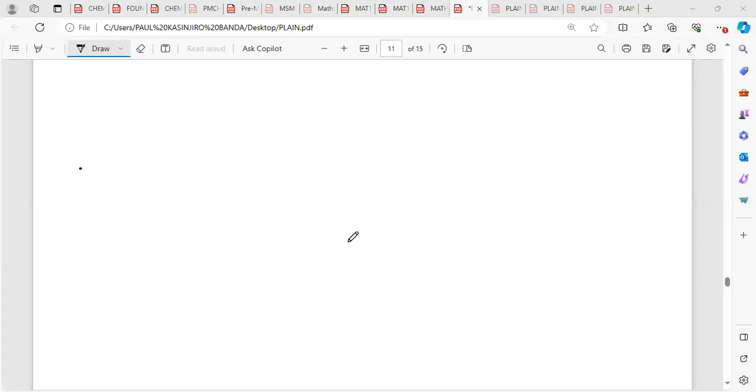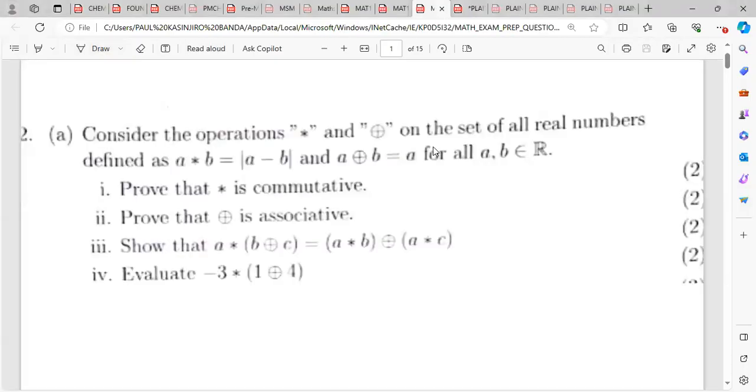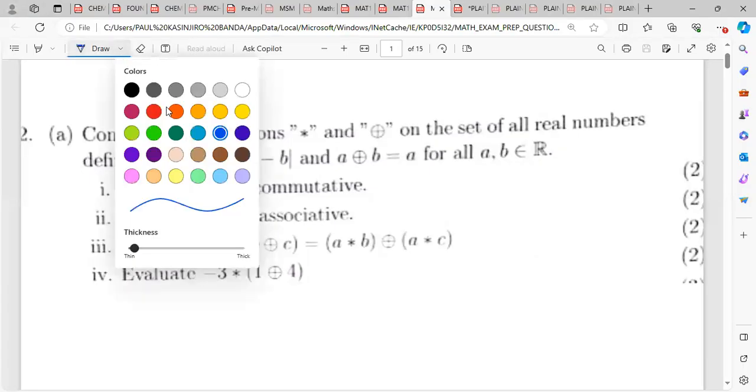Those are the questions that we are going to focus on today. All right, so we can start. Our first question there is on binary operations. And then what are they saying in this question?